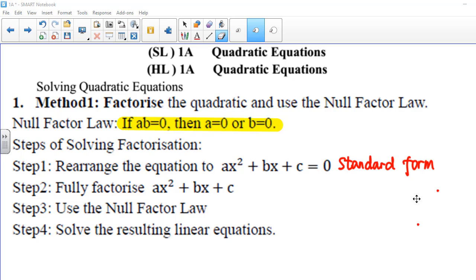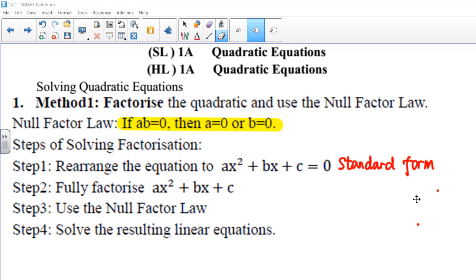Let's look at the first method. How can we apply the factoring method to solve a quadratic equation? We need to factorize the quadratic and use the null factor law. What is the null factor law? If a times b equals 0, then a is 0 or b is 0. Try to think about this law using numbers you understand. If you multiply two numbers to get a 0, one of these two numbers must be 0. This is the foundation for us to solve a quadratic equation by factoring.